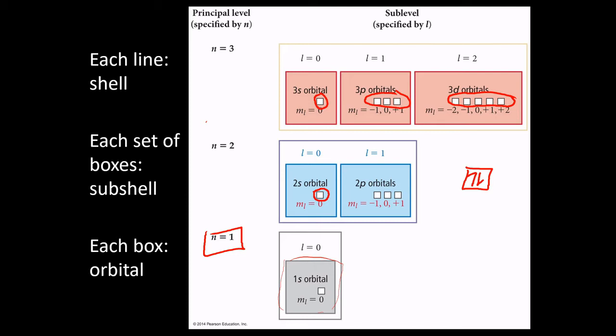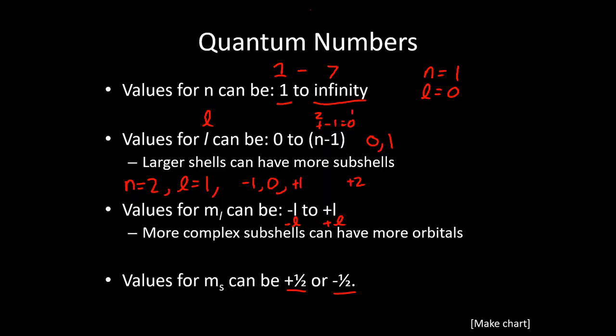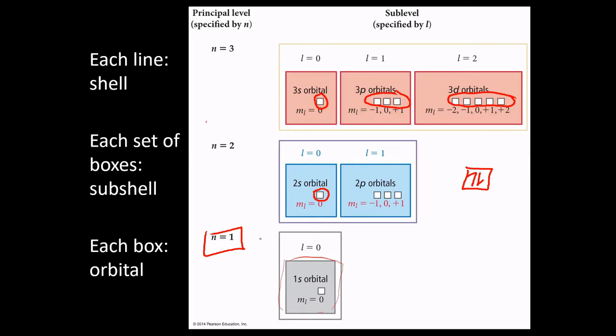And then if we take that a step further, if n is 1, that means L has to be 0. And if L is 0, the value for m sub L, that third quantum number, can be anything from -L to +L. Well, -0 to +0 is just 0. And that is the only possible number that you can have.